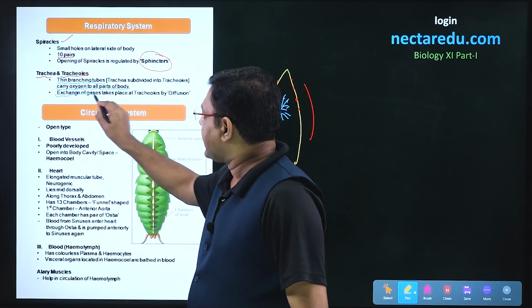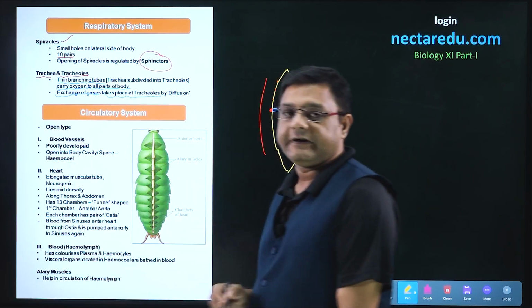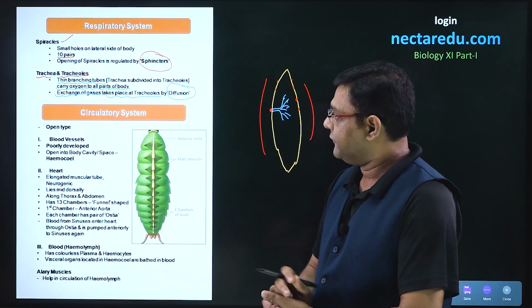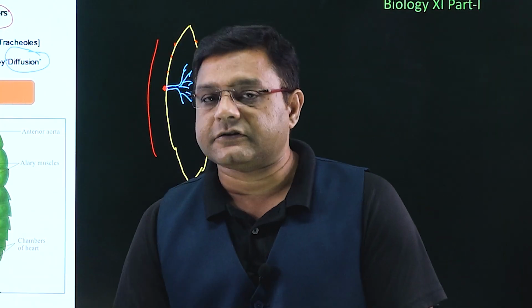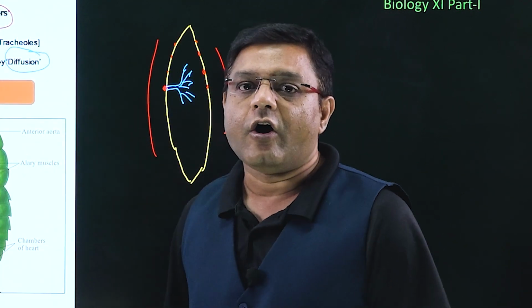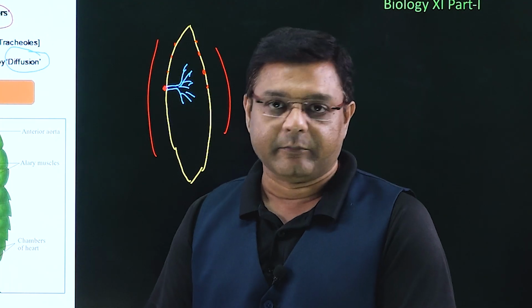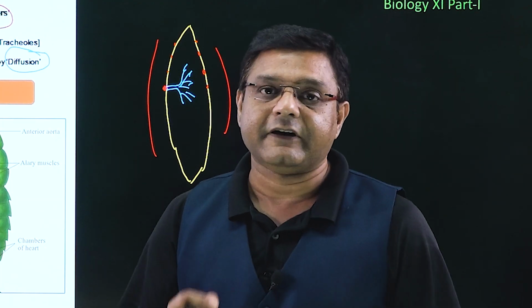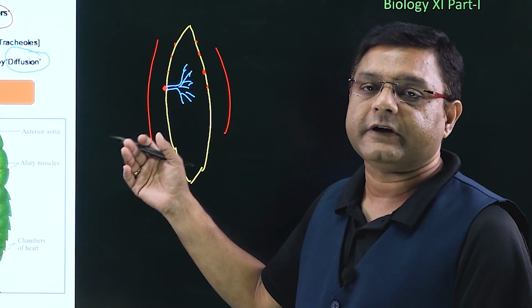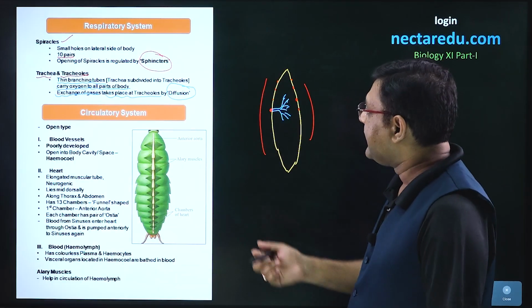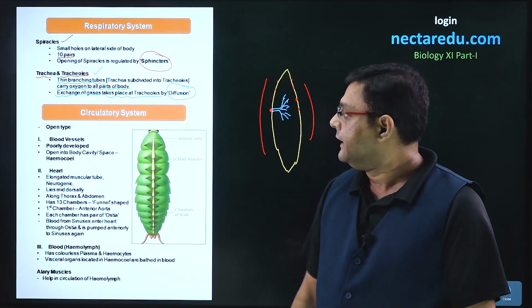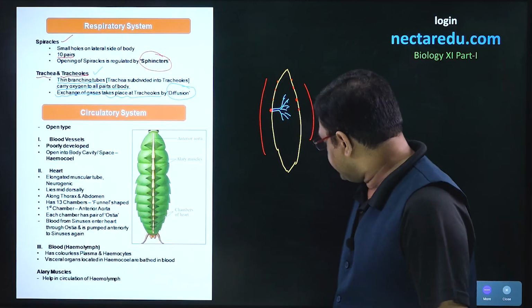Now, exchange of gases will take place at the tracheoles, and it will occur by the process of diffusion. Such a structure is important in cockroach because there is no respiratory pigment present, and if the respiratory pigment is absent, then air has to be transported to each tissue, and the same function is performed by the tracheoles. This is the respiratory system.